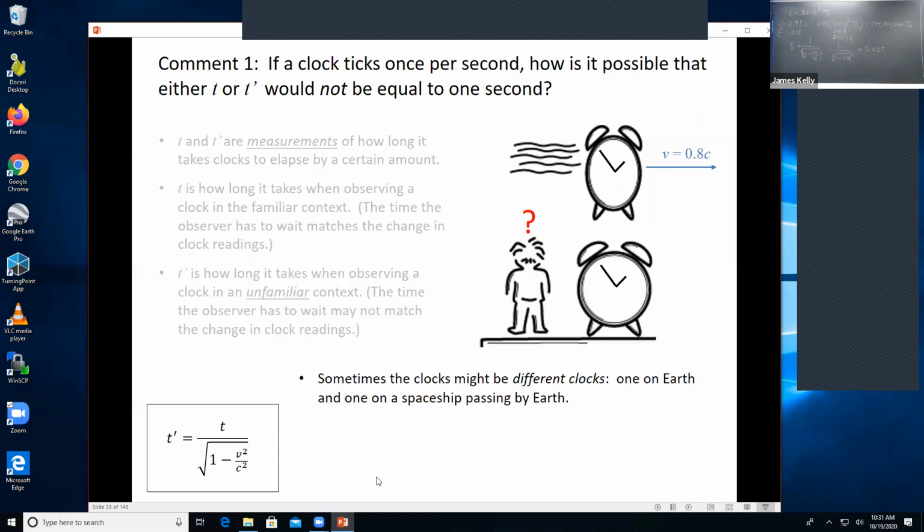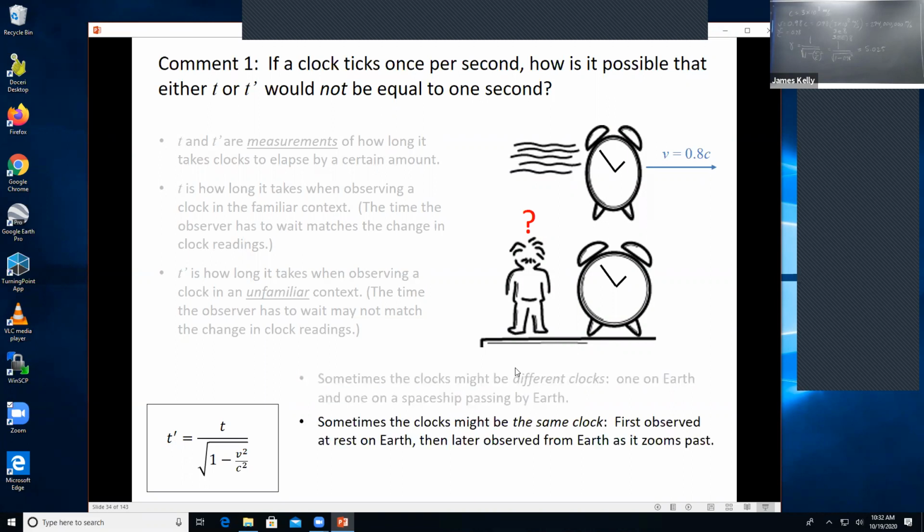okay? Again, just to make the point that sometimes these clocks could be different clocks. We could be comparing a clock that's at rest in front of us to a different clock that's zooming by. Sometimes they'll be the same clock. In other words, we might want to say, well, how is this clock appearing to someone who's just at rest in front of it as opposed to someone who's zooming by? And the point is, it doesn't matter if they're the same clock or different clocks because we're going to assume all these clocks are identical.